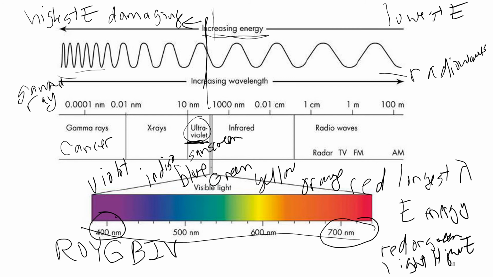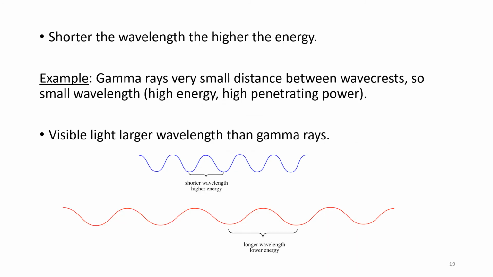Okay, so again, you're going to know based on the wavelength. The shorter the wavelength, the higher the energy. So green light will have my higher energy. So again, the shorter your wavelength, the higher the energy.